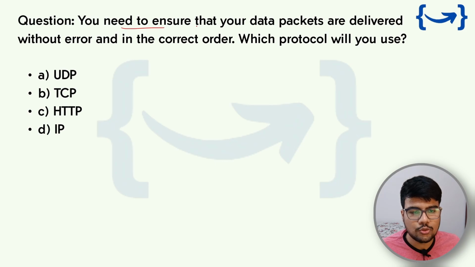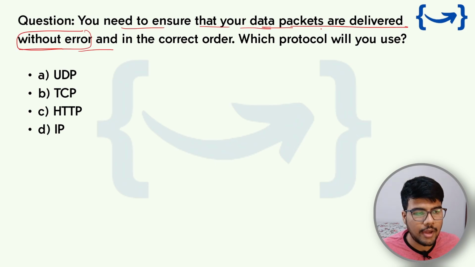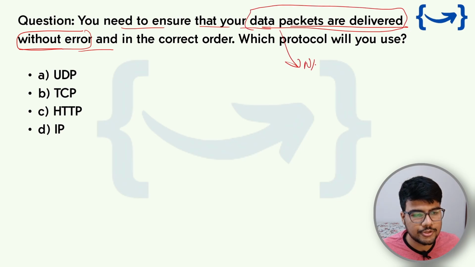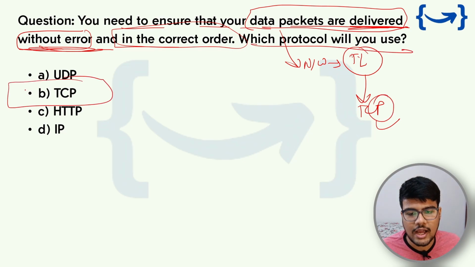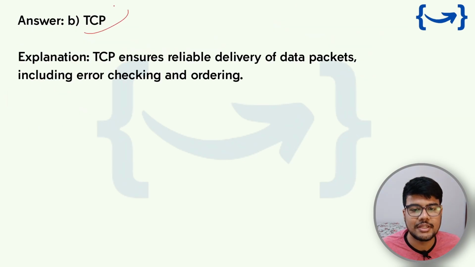Fantastic. You need to ensure that your data packets are delivered without error. Now the network topic comes into the picture, and delivery is the key. So the transport layer is the main thing we need to think of. If you want to deliver a packet without error, then TCP would be a great choice. And in correct order, which means reliability, TCP also has reliability. Which protocol will you use? P stands for protocol. Without seeing any other option, I will end up marking B as the right option. So TCP is the right option.